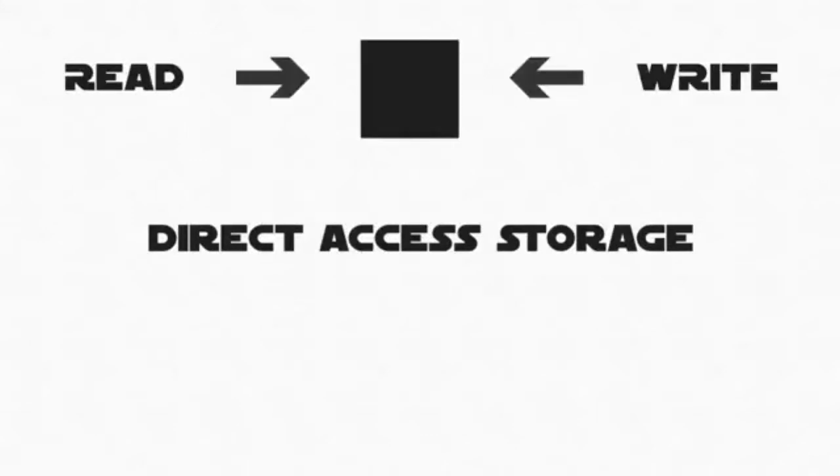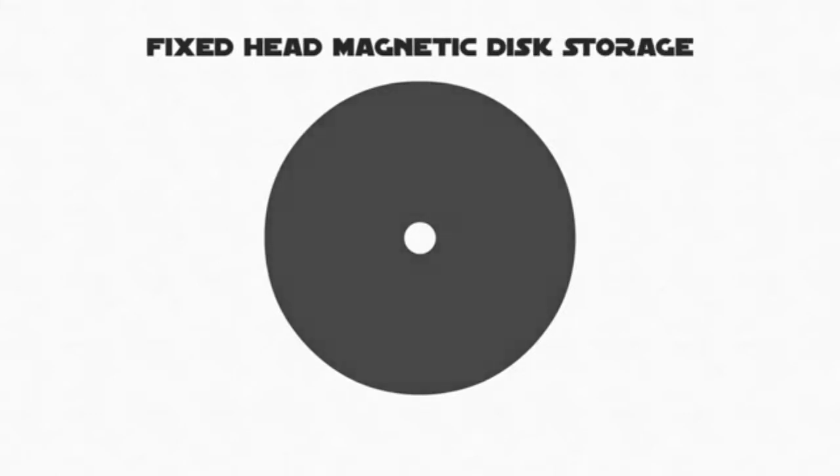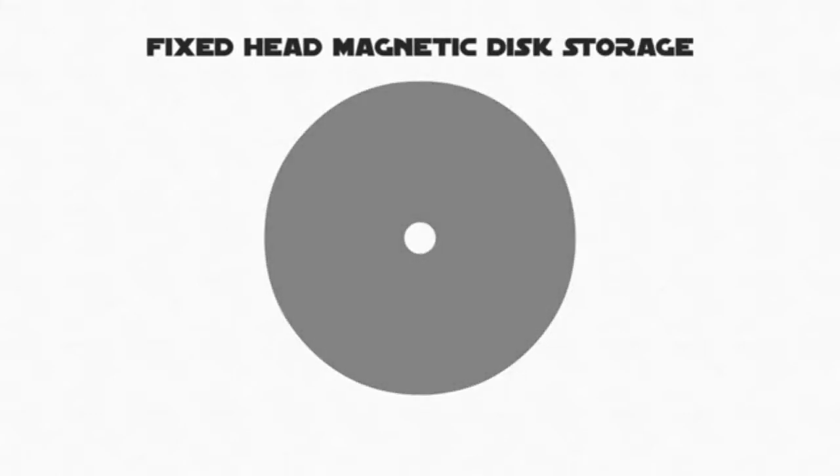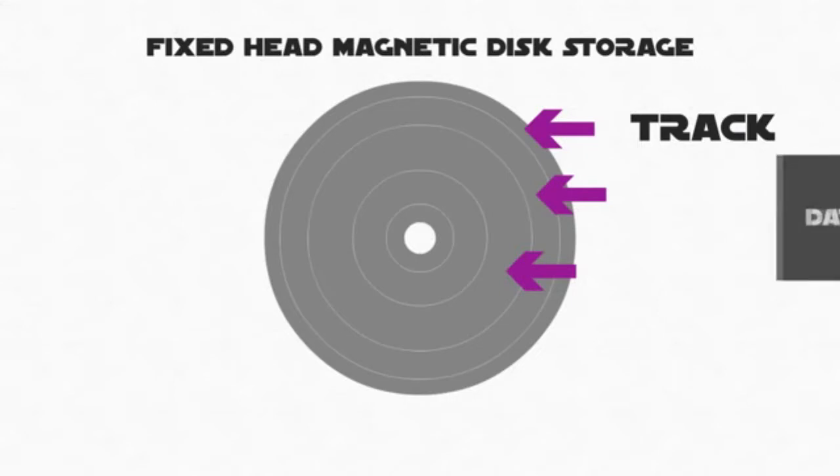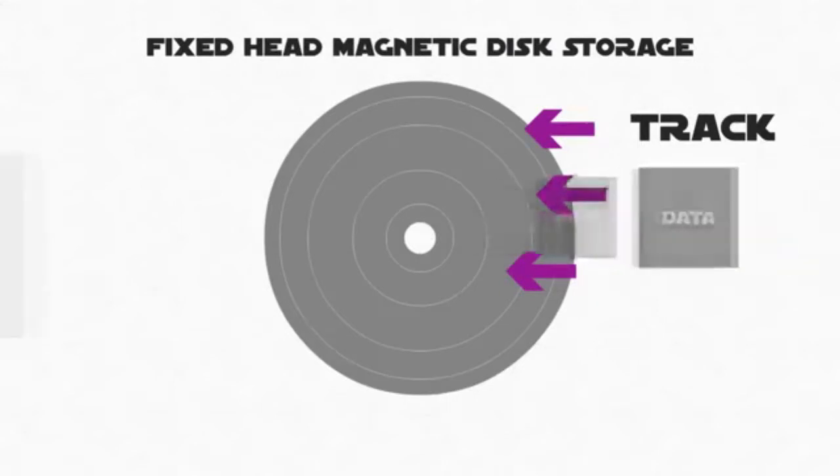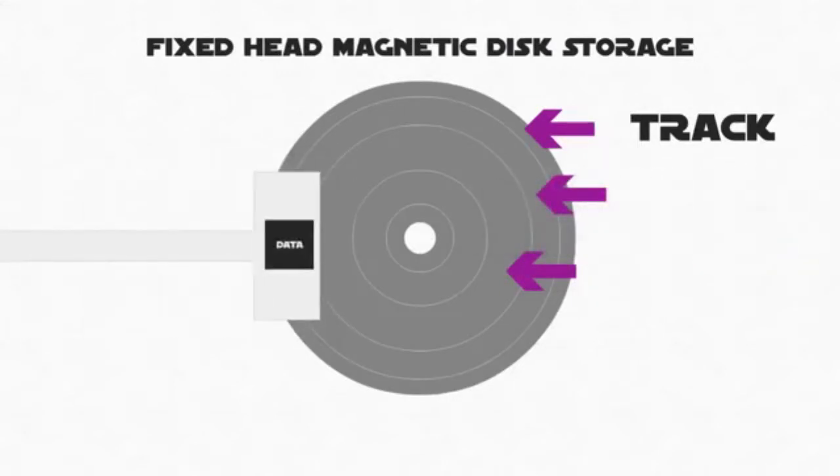Direct access storage devices read and write to a specific place, and we shall discuss the three main categories that are very well known. The size of a large CD, a fixed head magnetic disk storage is covered with magnetic film. It is then formatted into concentric circles, and each of these circles is known as a track, and data is recorded onto each track by a fixed read and write head that is positioned over it.